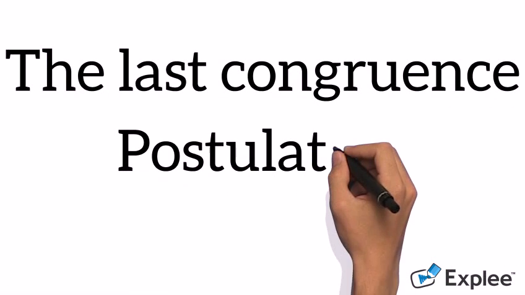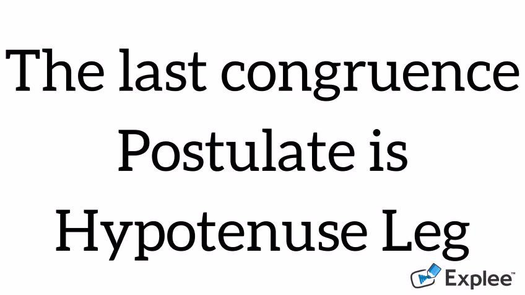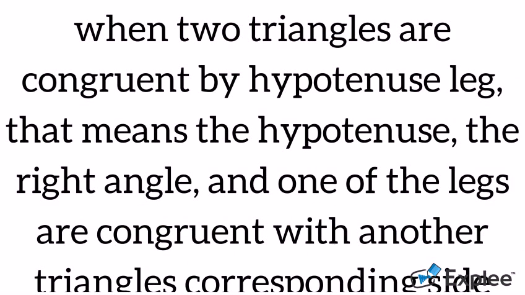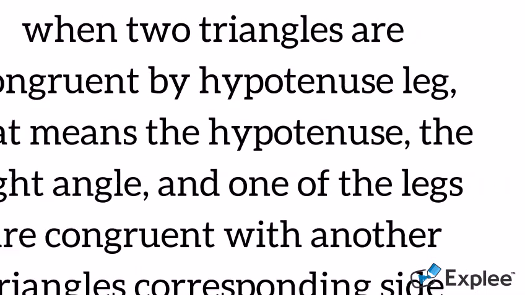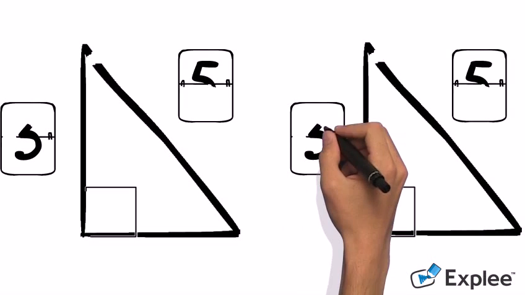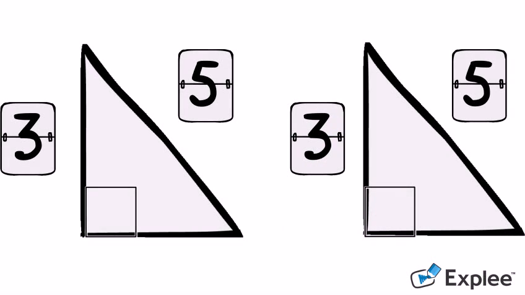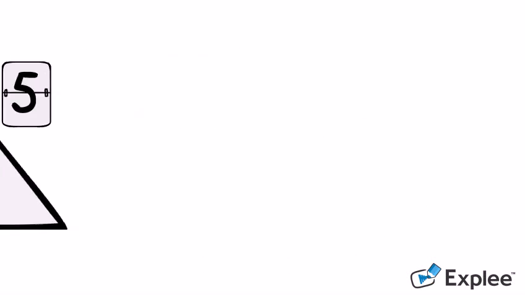The last congruence postulate is hypotenuse leg. This theorem only applies to right angles. When two triangles are congruent by hypotenuse leg, that means the hypotenuse, the right angle, and one of the legs are congruent. If the hypotenuse, leg, and a right angle are equal to the corresponding hypotenuse, leg, and right angle, the two triangles are congruent.